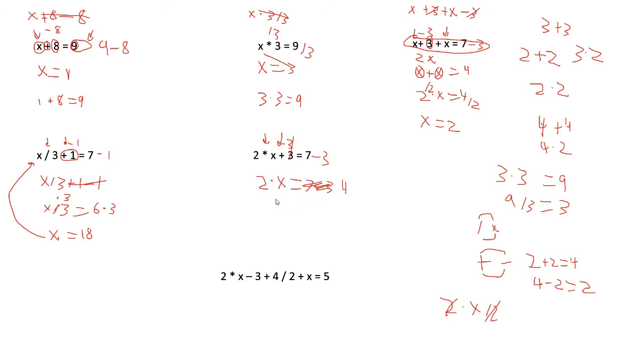So you have 2 times x. So you're going to divide by 2 to cancel out this 2, and then you've got x equals 4 divided by 2 is equal to 2. And you can substitute it back up here to check.